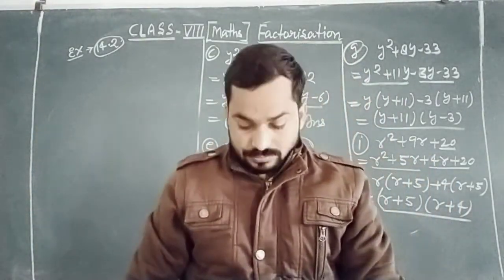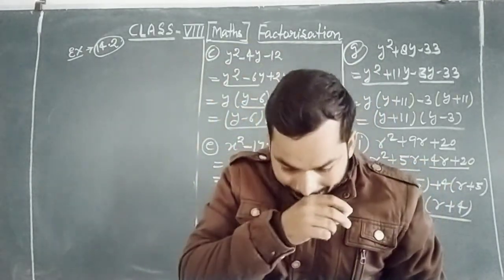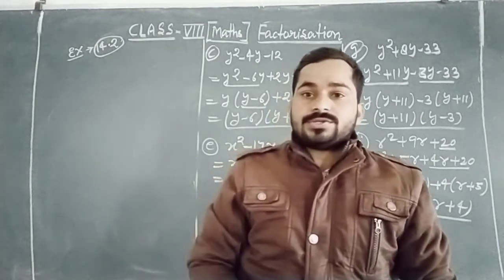Now question number 2, the remaining part you have to do by yourself. If any query, then ask. Question number 2, in the form of ax square plus bx plus c.